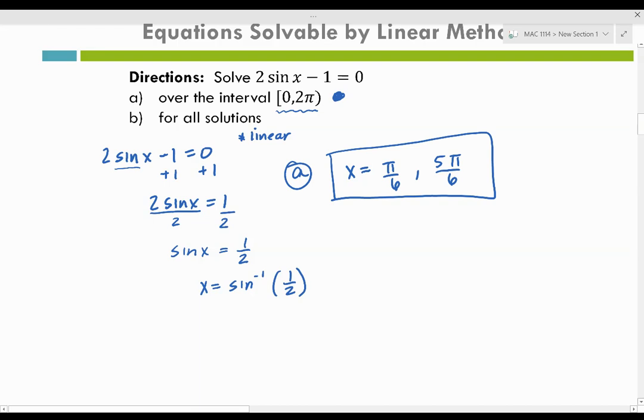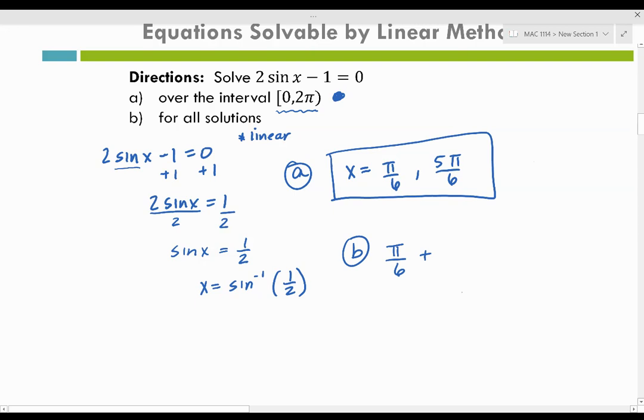All right, so then let's go look at B, okay? So B wants to know, all right, they wanted us to solve this equation, but they want to know all the solutions that exist. So not just the ones that fall in the interval between 0 and 2 pi. So if they're interested in all the solutions, okay, we already found the 2 that fall between 0 and 2 pi. So for B, the first answer is going to be pi over 6 plus something, okay? Now that something is going to be the period of the function.